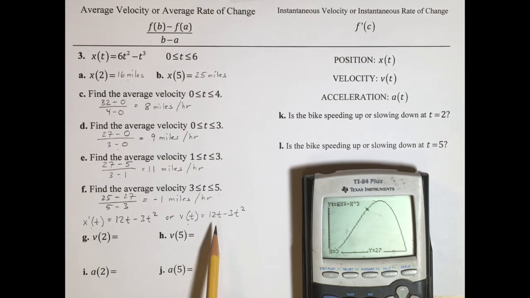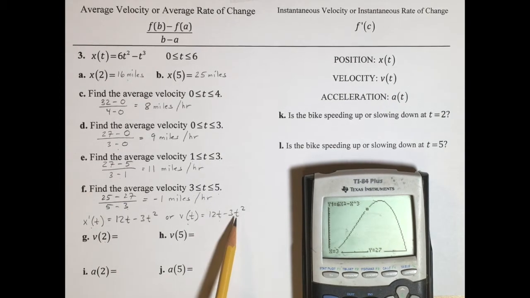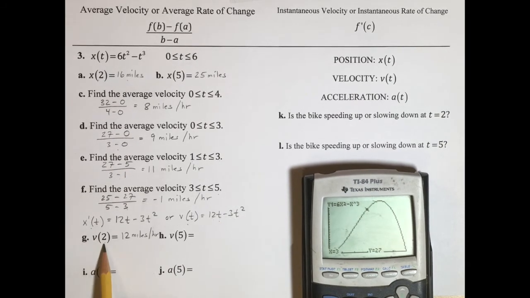We can now use this function to determine his instantaneous rate of change or velocity at any time we want. What was his velocity at time 2? Well, 12 times 2 is 24, and 2 squared is 4, 3 times 4 is 12. 24 minus 12 is 12. At time 2, his velocity was 12 miles per hour.